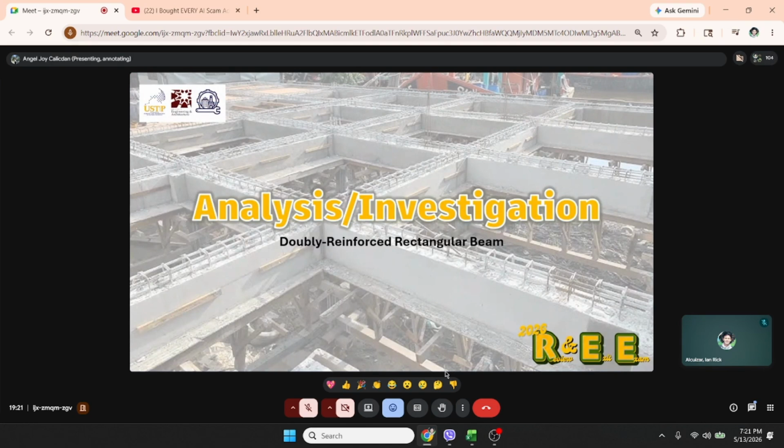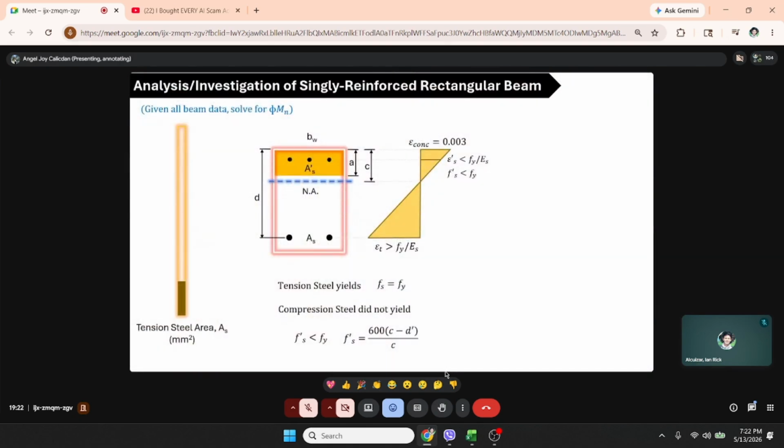And now for the analysis of a doubly reinforced rectangular beam. So it is similar to singly reinforced but now there is also steel reinforcement on the compression side. And its strain is ES prime. So in the earlier case, the tension steel area was small and the tension steel yielded but the compression steel did not yield. So in such a case, only one of them yields.